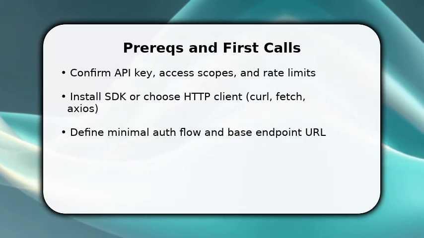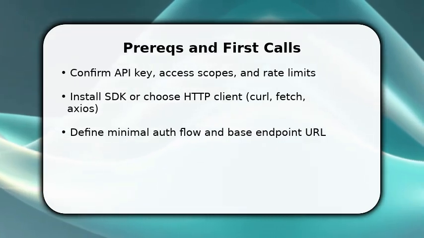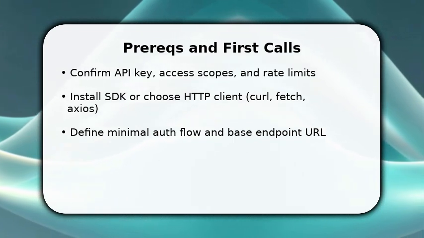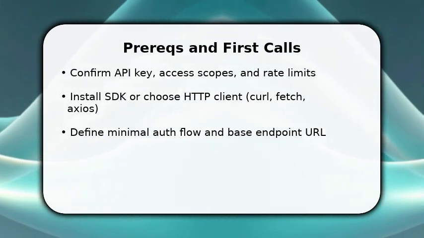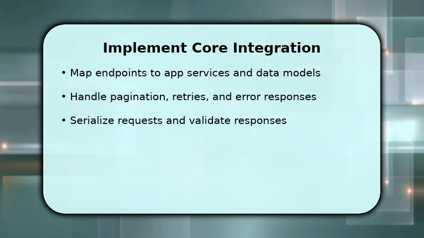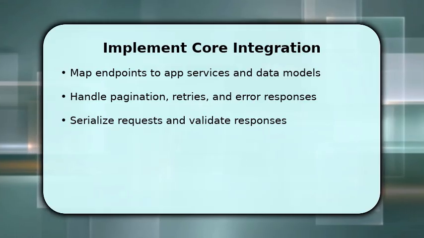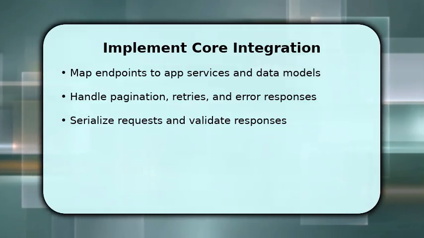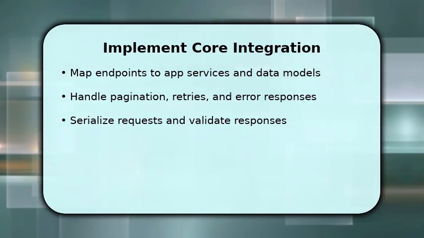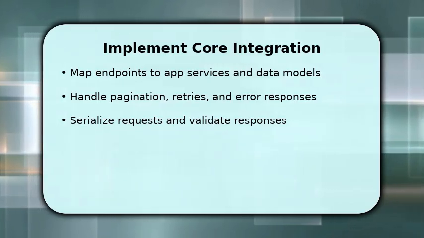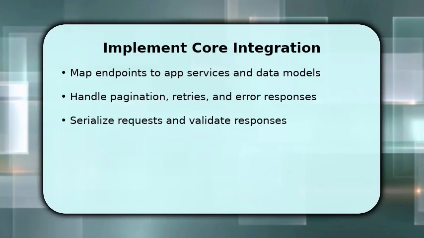Then write a simple authenticated GET request to the health endpoint to validate connectivity and receive a predictable response before moving on. You now wire API endpoints into your app. Map each endpoint to a service or data model so responsibilities stay clear. Once mapped, implement pagination and exponential retries for transient failures, and centralize error handling to surface actionable messages.